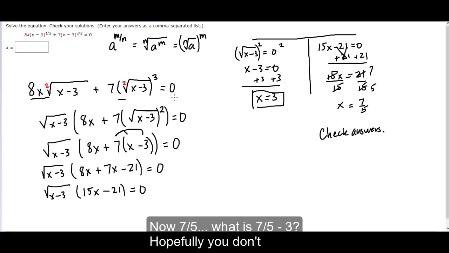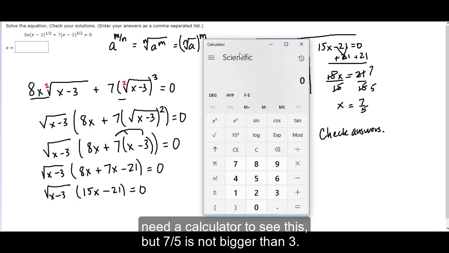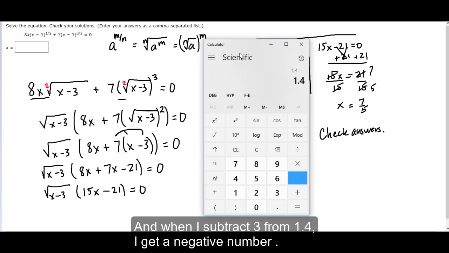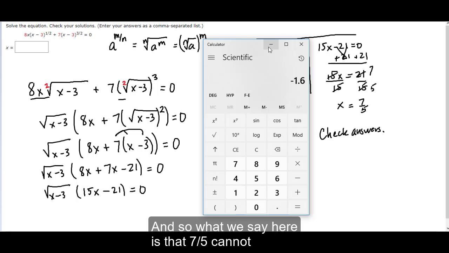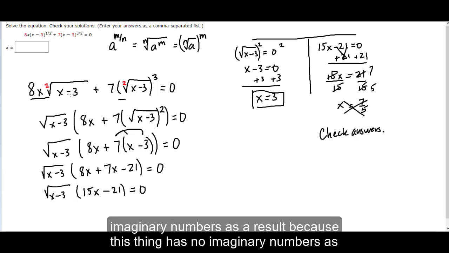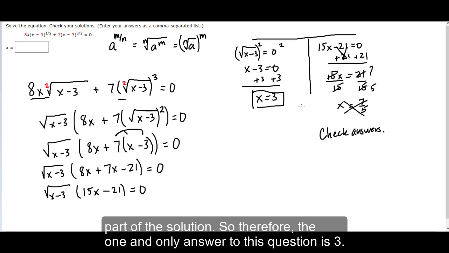Now, 7/5. What is 7/5 minus 3? Hopefully you don't need a calculator to see this, but 7/5 is not bigger than 3. So when I take 7 divided by 5, I get 1.4. And when I subtract 3 from 1.4, I get a negative number. And so what we say here is that 7/5 cannot be a solution because it gives us imaginary numbers, and we can't have imaginary numbers as a result, because this thing has no imaginary numbers as part of the solution. So therefore, the one and only answer to this question is 3.